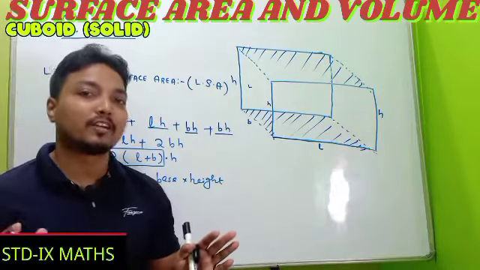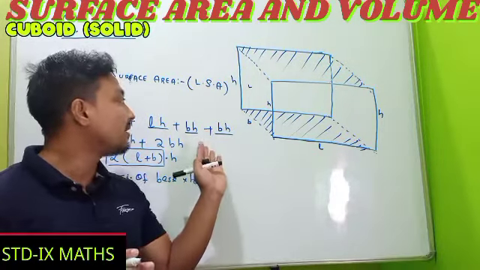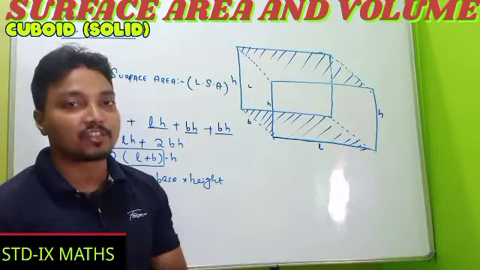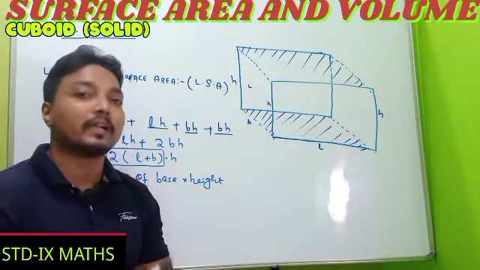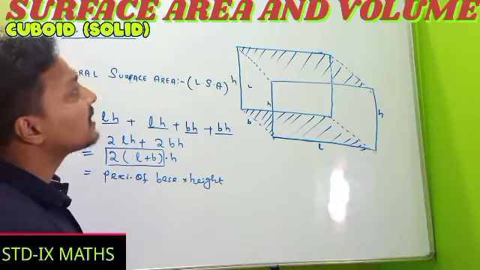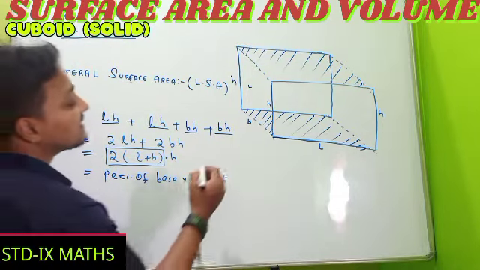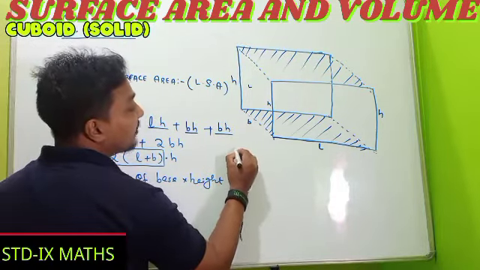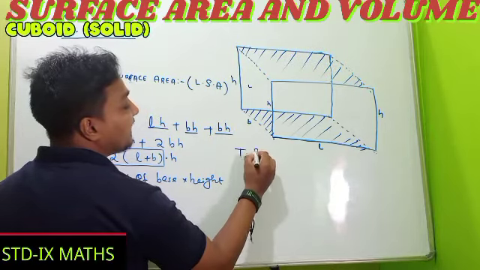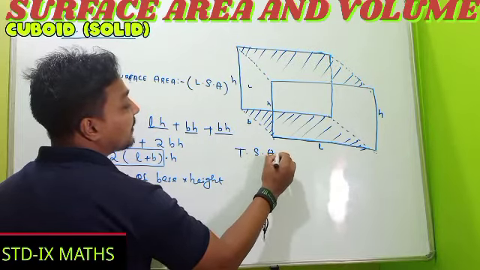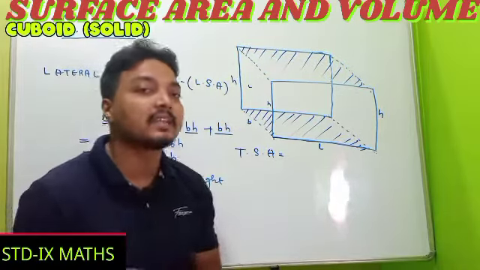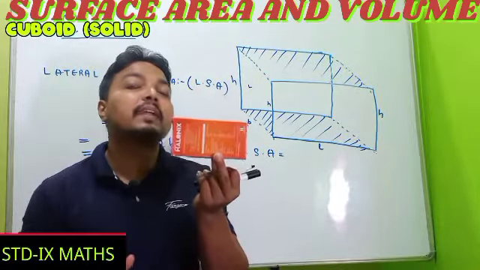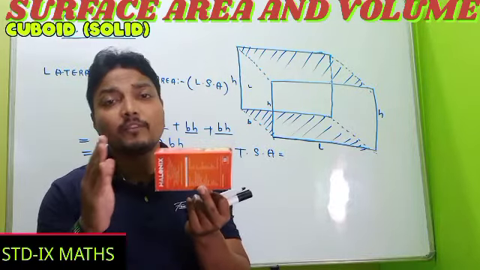Understood? Up to this perfectly understood? So it was all about our lateral surface area. Lateral surface area means around the cuboid. Now we will discuss the total surface area. See, total surface area, shortcutly I am writing it as TSA. Total surface area means, how many faces does it have?